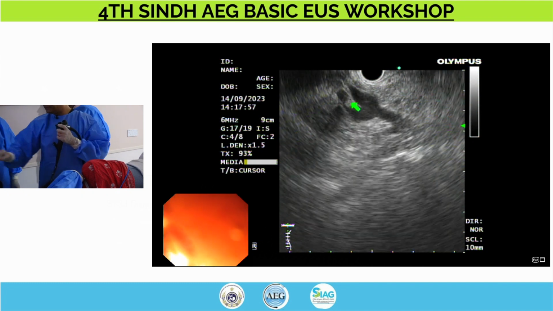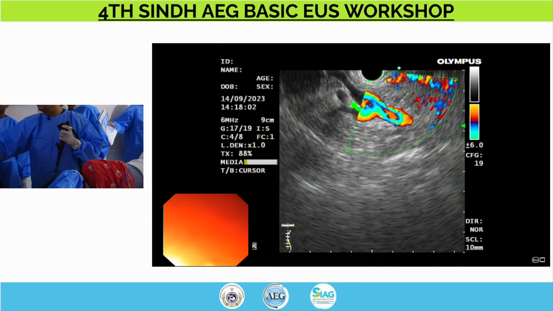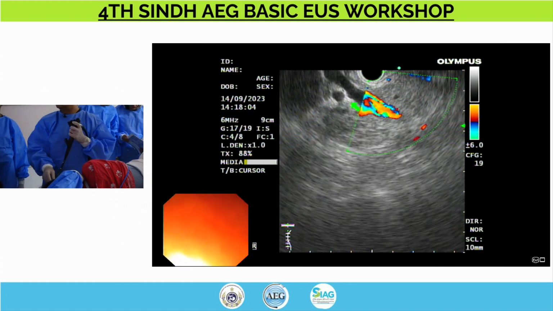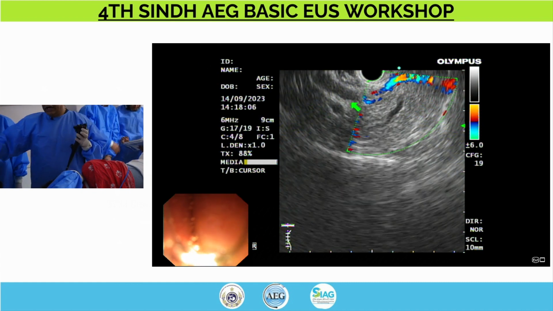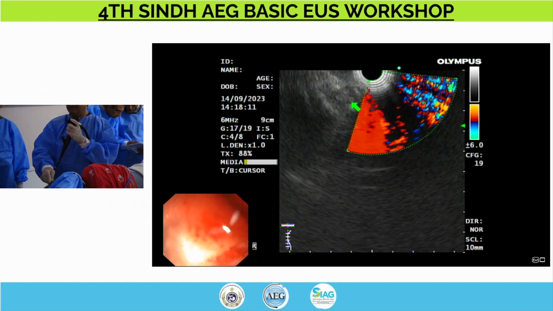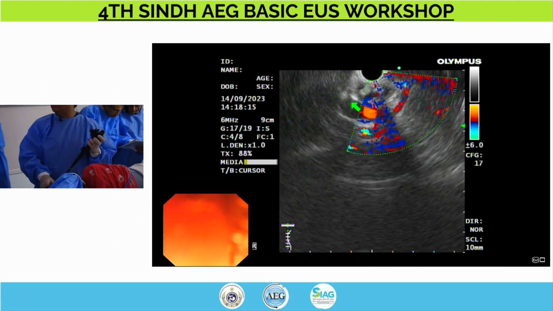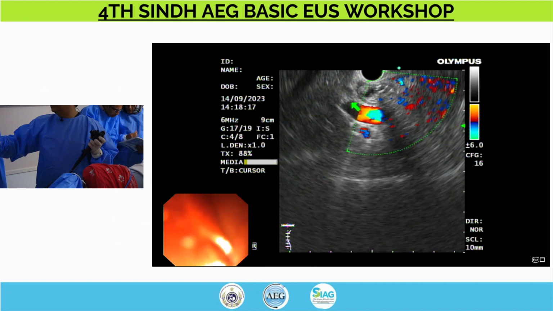So here, where is the Doppler? Right there. Okay. If you look here, even though I'm right into the duodenal bulb, I'm at the apex. What I'm seeing right now is, remove the Doppler for a moment.